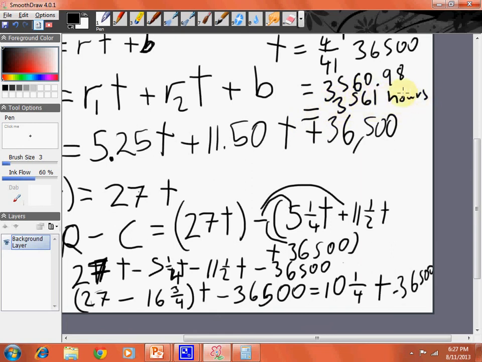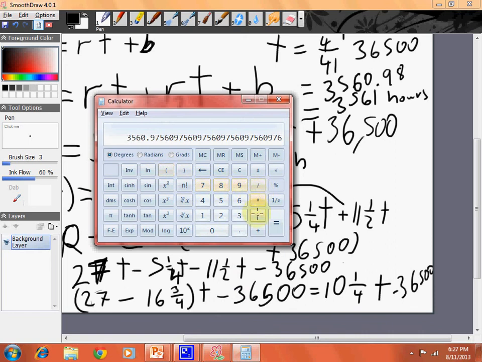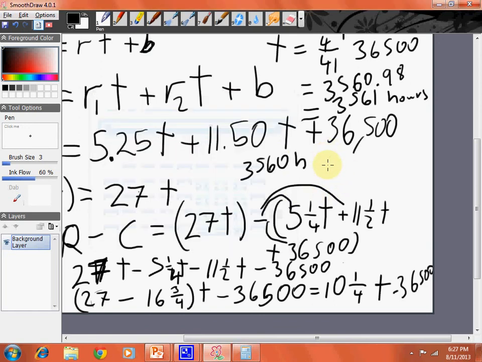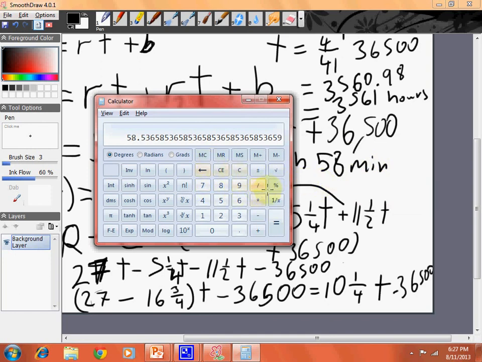What I would have probably done is I would have said 3,560 hours, and then I would have used my calculator and subtracted 3,560. That would have given me a decimal that represents the fraction of an hour. That's supposed to represent how many minutes I have now. So multiply that by 60 because I have 60 minutes an hour. I would have had 58 minutes.